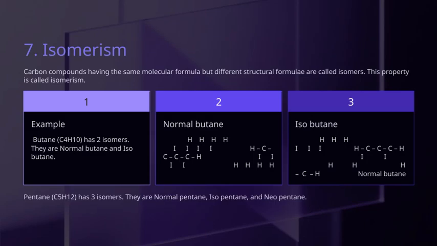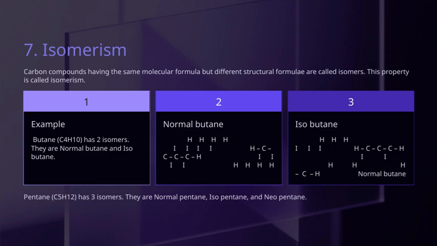Let's take a closer look at some examples of isomers. On this slide, you can see the structural formulas for normal butane and isobutane. Although they both have the same molecular formula, C4H10, their structures are different. Normal butane has a straight chain, while isobutane has a branched chain. Moving on, pentane, which has the molecular formula C5H12, has 3 different isomers: normal pentane, isopentane, and neopentane. Similarly, butane has 2 isomers: normal butane and isobutane.